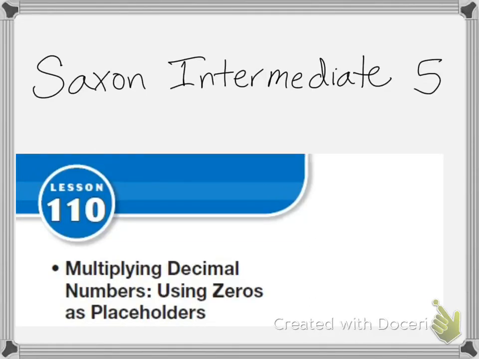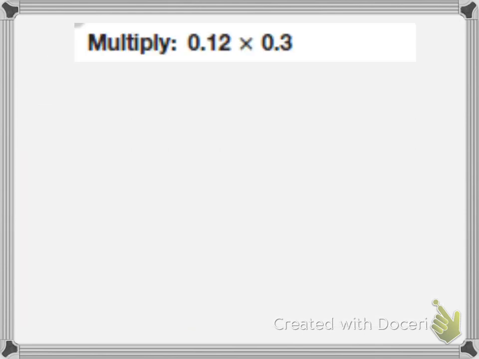Today's lesson is lesson 110, multiplying decimal numbers using zeros as placeholders. When we multiply decimal numbers, we follow the rule: multiply, then count. You count the total number of decimal places in the factors, and then starting from the right-hand side of the product, we move over the same number of places and mark the decimal. Sometimes there are more decimal places in the factors than there are digits in the product.